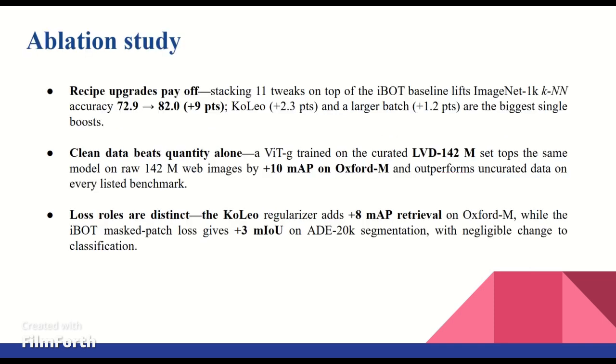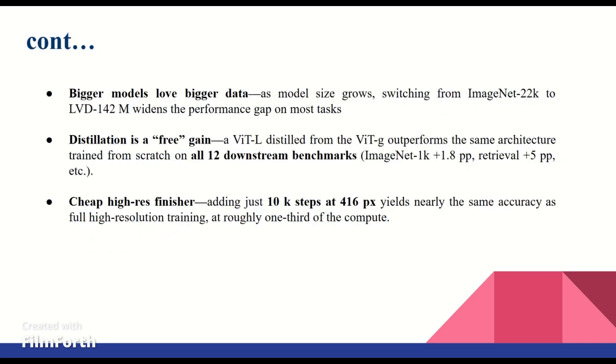Sorry, I'll move forward. So next point is loss roles are distinct. Different loss functions serve different purposes. The KoLeo regularizer improved retrieval performance by plus 8 mAP on Oxford-M. Meanwhile, the iBOT masked patch loss improved segmentation on ADE20K by plus 3 mIoU. Both losses bring value, but for different types of tasks. So now it's time to move on to the next slide.